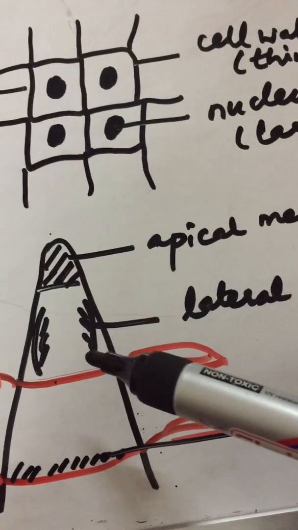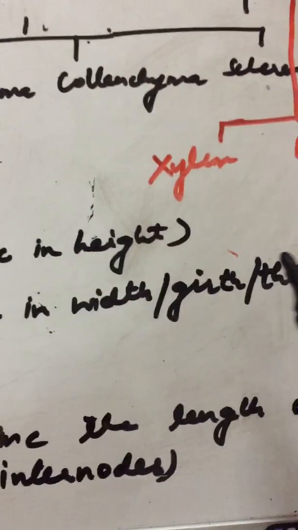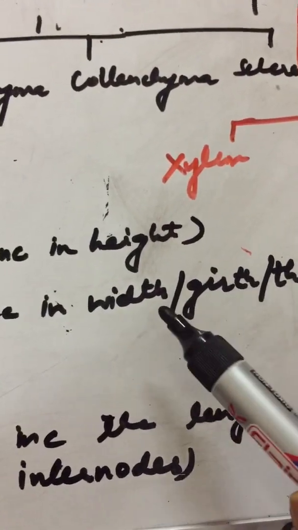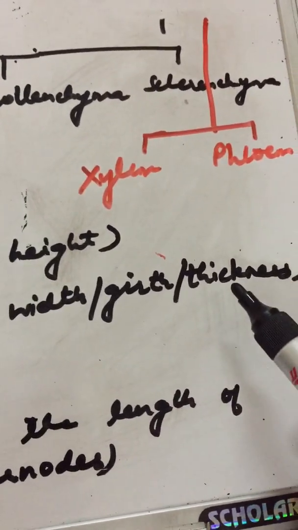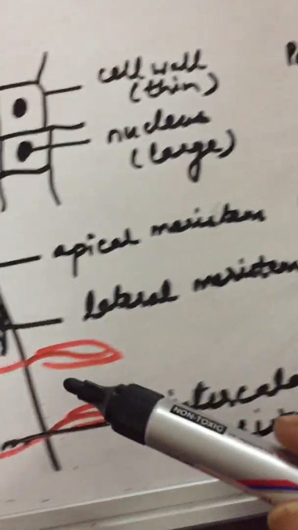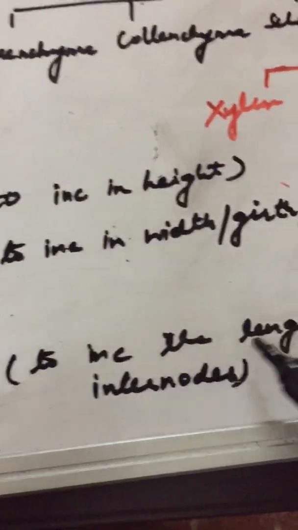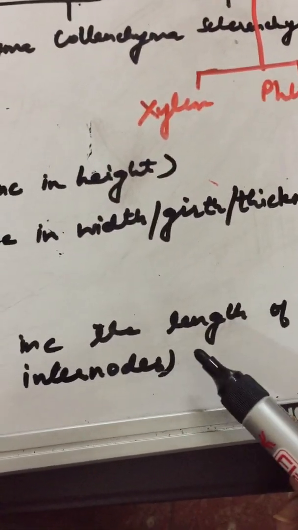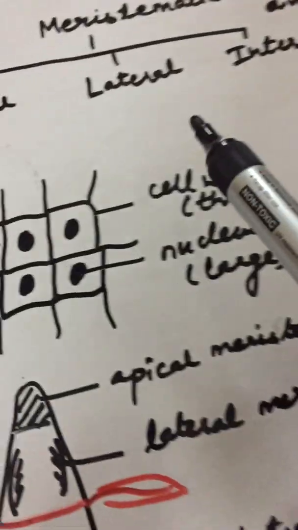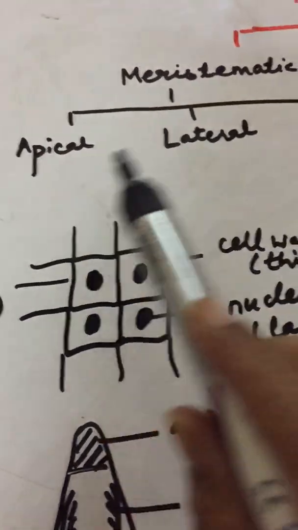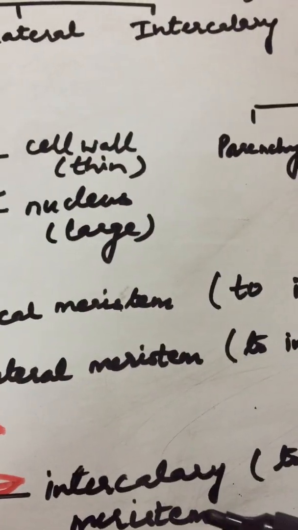Lateral meristem, present on the sides, helps the plant to increase in thickness or in diameter, or what we call girth, G-I-R-T-H. So it helps to increase the width or the girth or the diameter of the stem. Intercalary meristem, present at the base of the internodes, helps in the elongation of the internodes, increases the length of the internodes, thereby adding to the length of the plant. So this is all you need to know about meristematic tissue, the three kinds, the regions where they are present, the types and their functions.